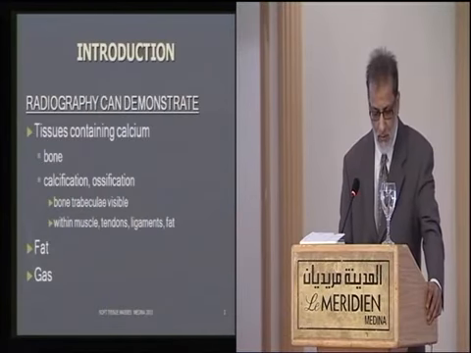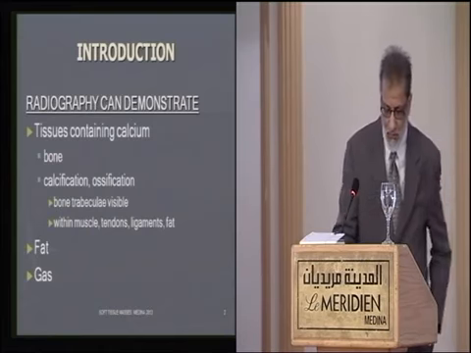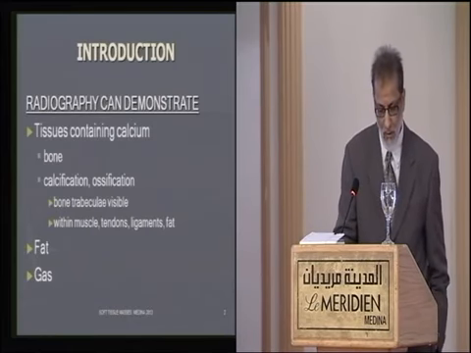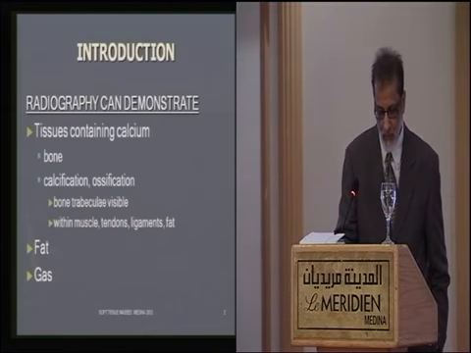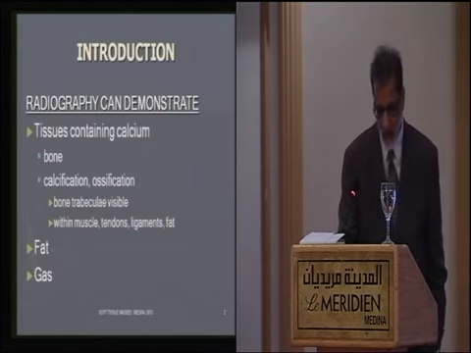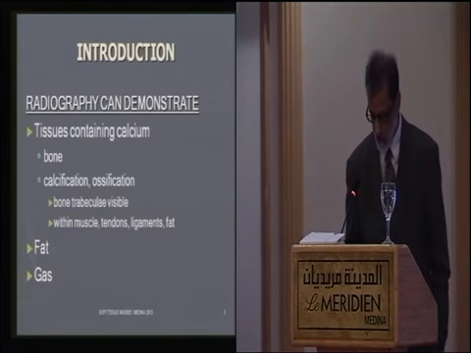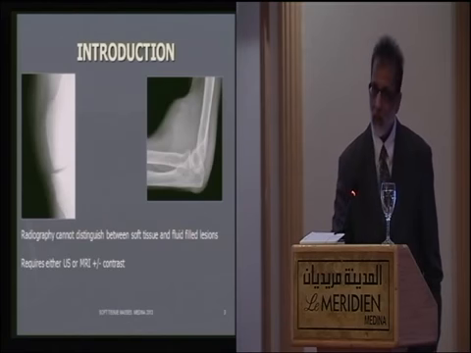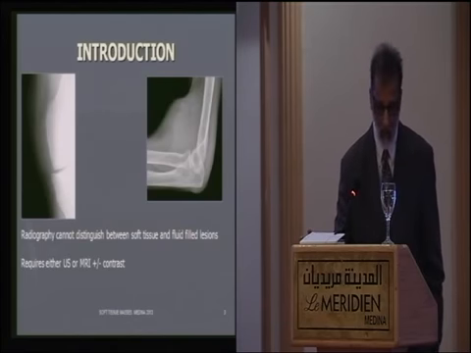So by introduction, we just realized that radiography can demonstrate limited things on plain films in terms of soft tissues. We can see tissues containing calcium, so we see bone, we see calcification or ossification, maybe within bone trabeculae that may be visible in soft tissue masses. Within muscle, tendon, ligaments, and fat. We can also identify fat, and occasionally we can see gas within soft tissue lesions. So, for example, the first thing we must be clear about is that radiography cannot differentiate lesions containing fluid and lesions containing simply soft tissue.